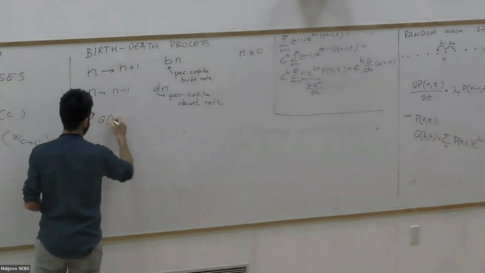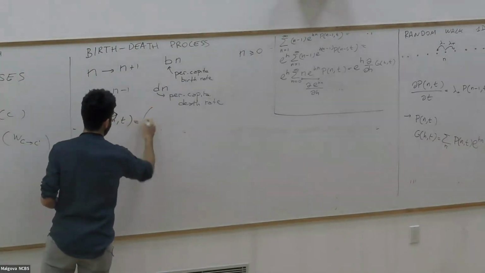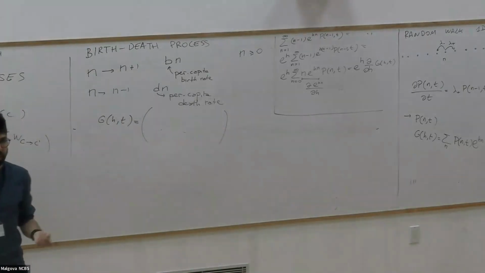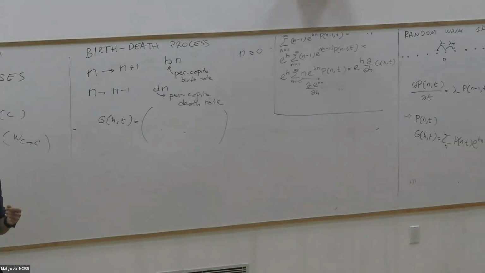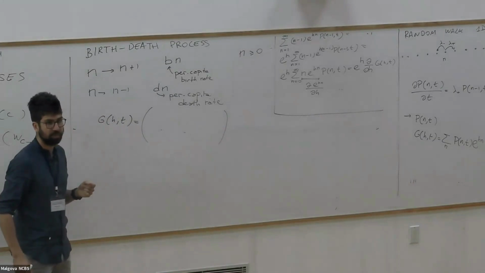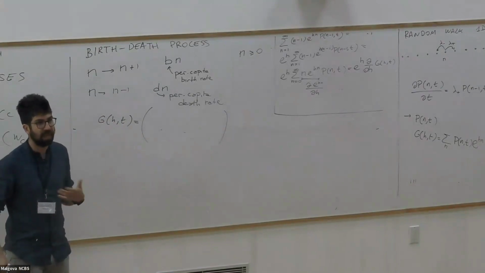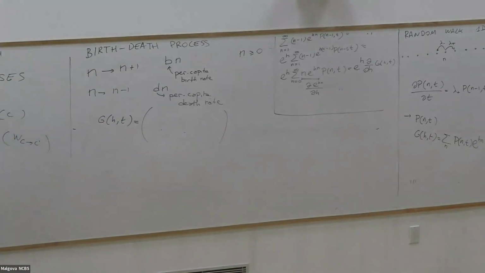So you have some expression of this G_h(t), which is written in terms of the birth probability and the death probability. Okay, and then what can you do with this expression? Well, you can take derivatives and get the moments of your distribution, for instance, right?